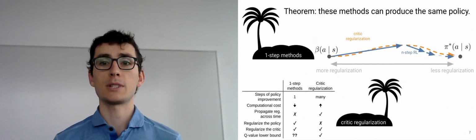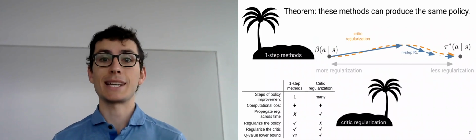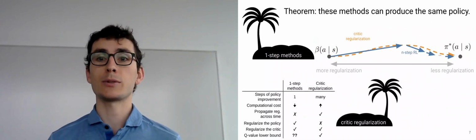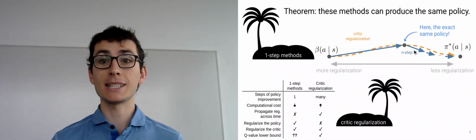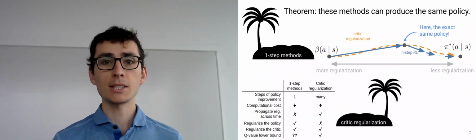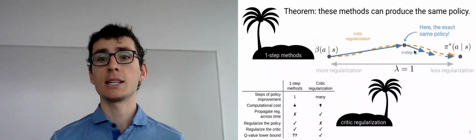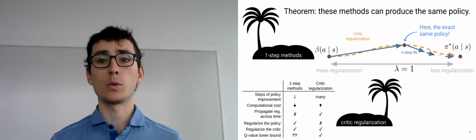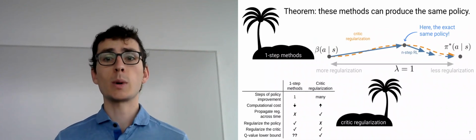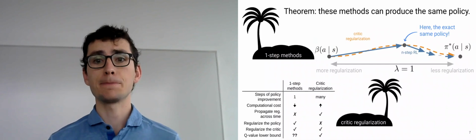The main contribution of this paper is to show that these two methods can coincide. We prove that for a certain degree of critic regularization, these methods produce the exact same policy. And this occurs when critic regularization uses a certain regularization coefficient of 1. Now, our results require some assumptions on how these methods are implemented.